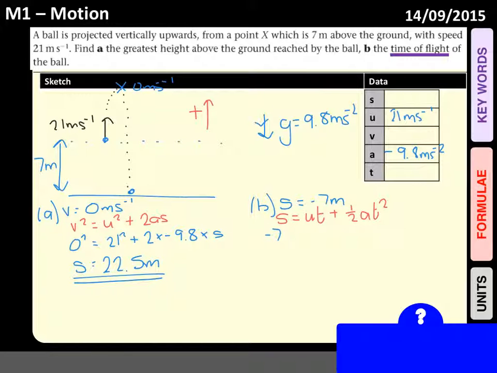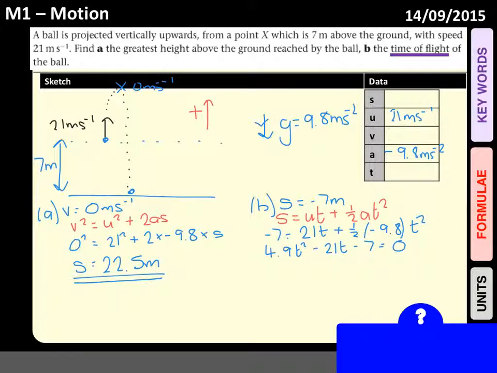So minus 7 equals 21T plus a half lots of minus 9.8 times T squared. Again, I'm looking for that T squared term. That's going to tell me I've got to solve a quadratic equation. So the first thing I'm going to do is rearrange, getting all my terms onto one side and setting them equal to 0. And from there I can either choose to factorise or to use the quadratic formula. So that's going to give me 4.9T squared minus 21T minus 7, and that's equal to 0.